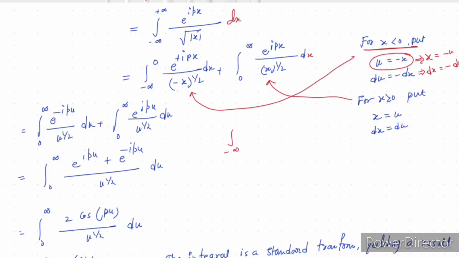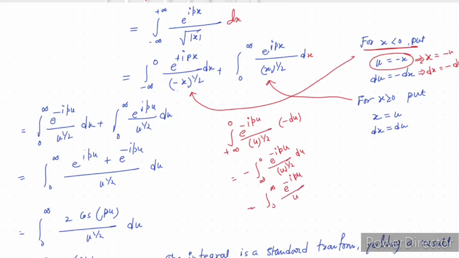Minus infinity to 0, e to the power ipu, u to the power half, minus du. That is equal to minus infinity to 0, e to the power minus ipu, u to the power half du, so that is equal to 0 to infinity, e to the power minus ipu, u to the power half du. And this is the first integration part, and the second integration is very easy.